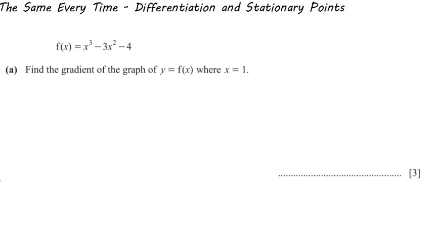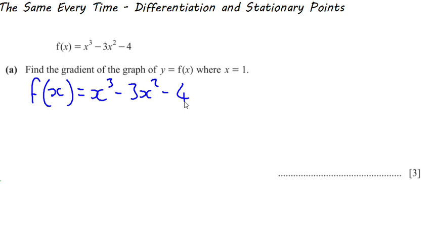We're again on differentiation and stationary points. Let's see if we can blast our way through this question. We know how to do all this, I think, by now. This time, though, the notation is slightly different. Instead of giving us y equals, they're giving us f of x. So f of x equals x cubed minus 3x squared minus 4. Find the gradient of the graph where x equals 1.